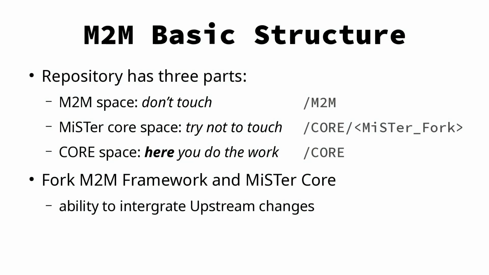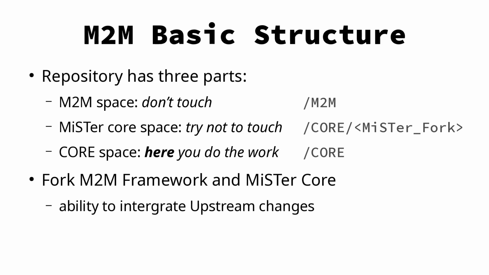Now that we have gotten a first glimpse of what M2M can do, it's time to go one level deeper and to look at the structure of the framework. The basic structure of the M2M core consists of 2 or 3 parts, depending on how you count. The first part is the M2M framework itself, and it can be found in the M2M directory. This part you should not touch.